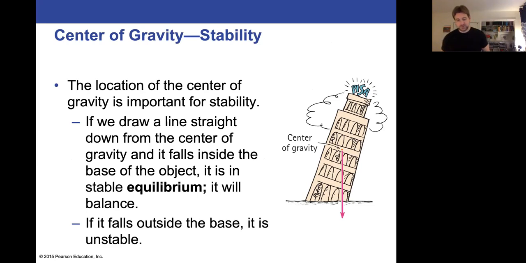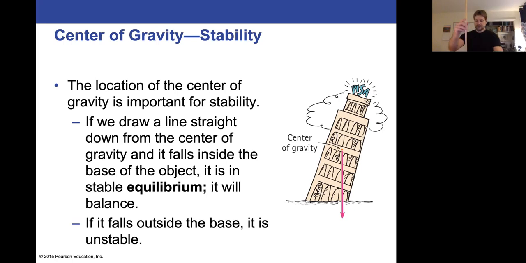If we have some kind of balance, if we draw a line straight down from the center of gravity and the line that we draw passes within the area of support, the base of the object, then we can say that this object is in a, at least locally, stable equilibrium. We can poke at the Leaning Tower of Pisa and it won't go anywhere.